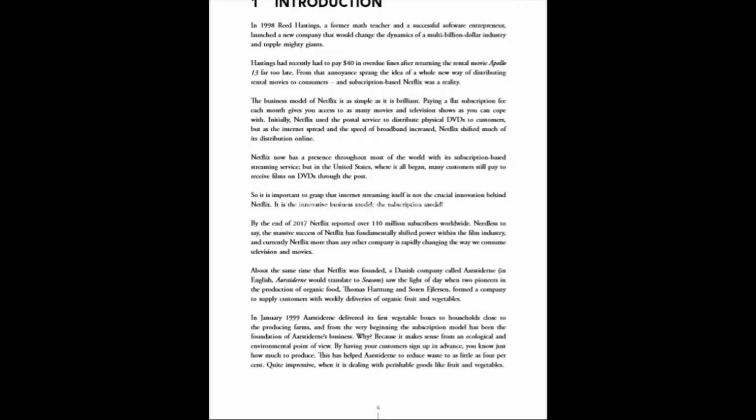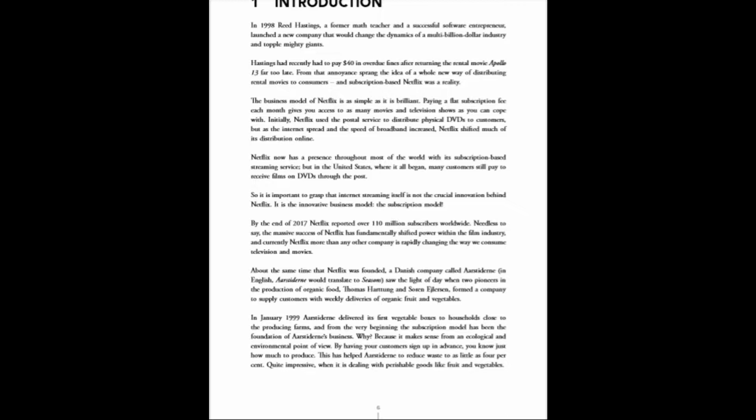The introduction is about 1998, when Reed Hastings, a former math teacher and a successful software entrepreneur, launched a new company that would change the dynamics of a multi-billion-dollar industry and topple mighty giants. Hastings had recently had to pay $40 in overdue fines after returning the rental movie Apollo 13 too late. From that annoyance sprang the idea of a whole new way of distributing rental movies to consumers, and subscription-based Netflix was a reality.